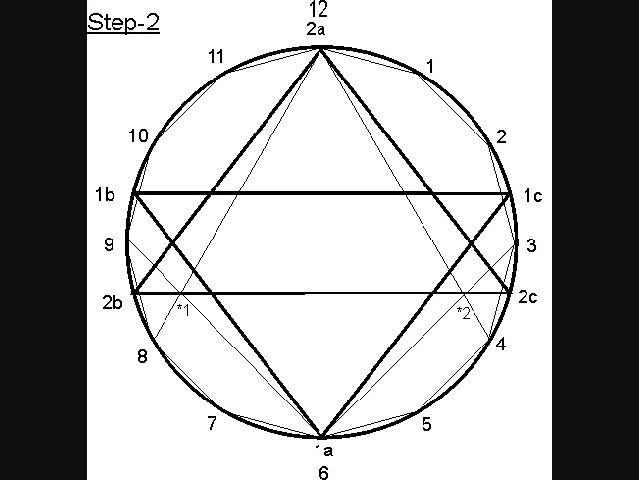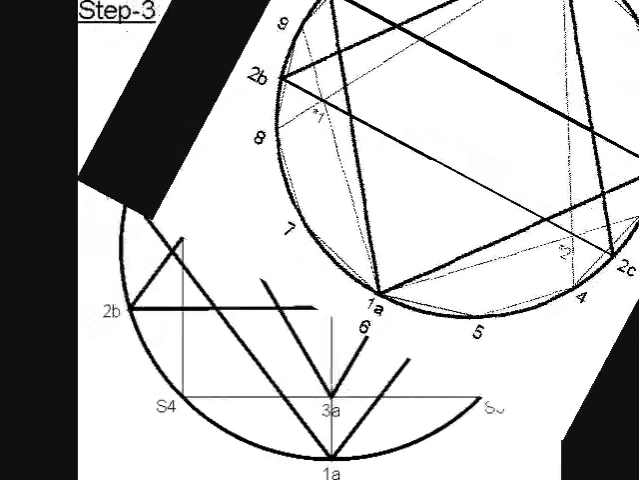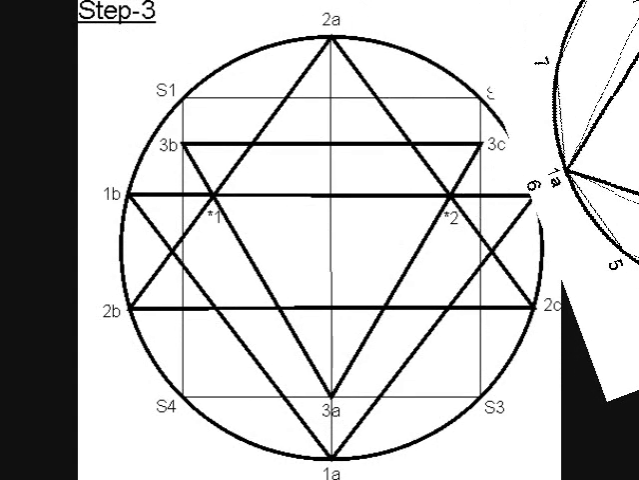Draw line 2B 2C through star 1 and star 2. Join 2A12 on the circle to 2B and 2C. Step 3. Triangle 3 with apex down.